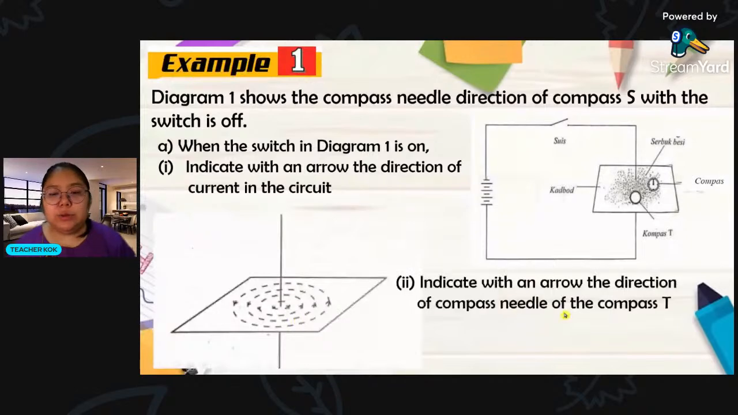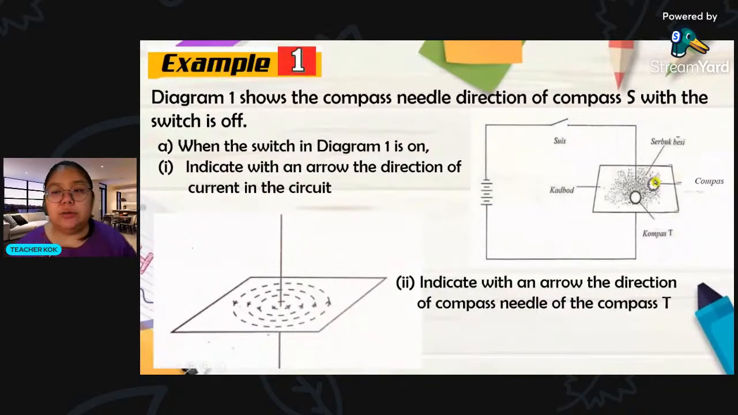Okay, question number 2, you need to indicate with an arrow the direction of the compass needle of compass T. So this one is compass T. You need to show how the needle points. This one is normally anti-clockwise. So you put it at the four positions. At the top one, it will surely go to the left. If you put the compass on the left hand side, it will surely go down. T must go to the right. Then this other compass should be up.